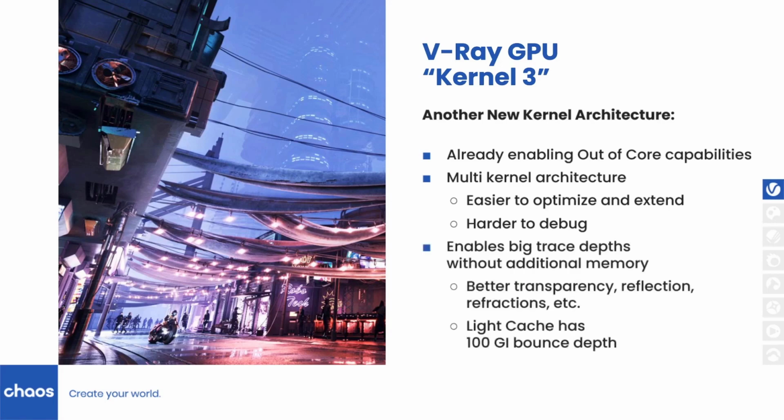This new kernel architecture enables us to trace bigger depths for our paths without having to allocate any additional video memory. This allows our users to have better transparency, reflection, and refraction effects without having to resort to bigger GPUs. For example, the current GPU light cache implementation is using 100 GI bounces, which was not previously possible with our current architecture. As already mentioned, kernel tree is currently in production with the GPU light cache.